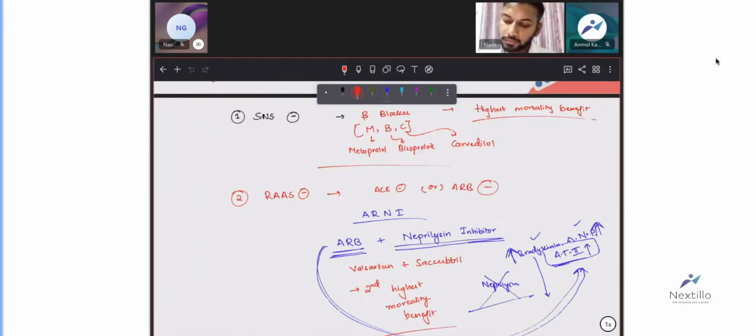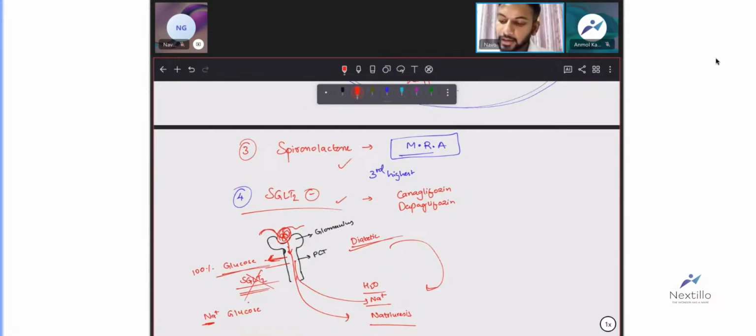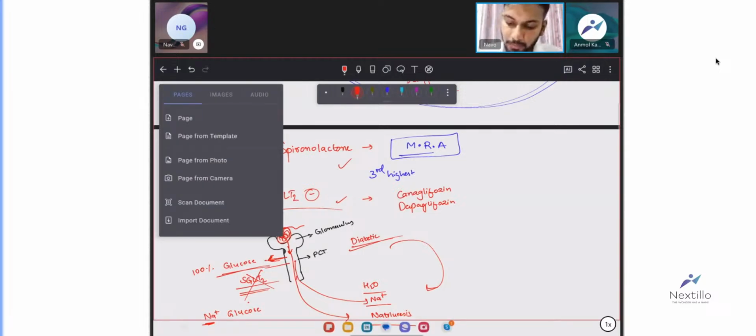Beta blocker, RAS inhibitors, spironolactone, and SGLT2. So how to use them? That is what we have to study in medicine. So this is basically pharmacology. Four drugs are useful, but which drugs to use in medicine? How to use them? In which order to use them? That is what is important. Why?